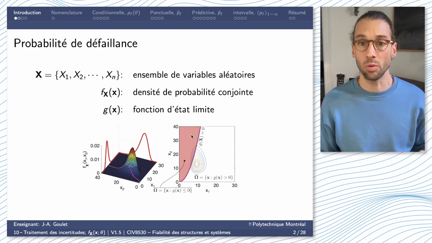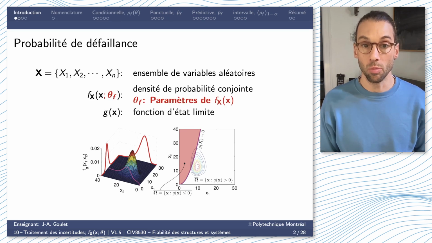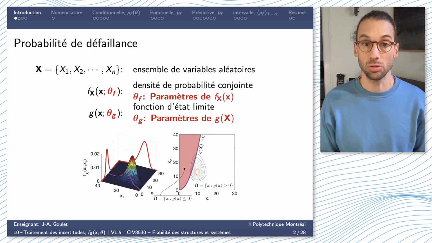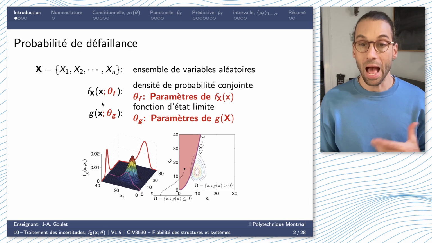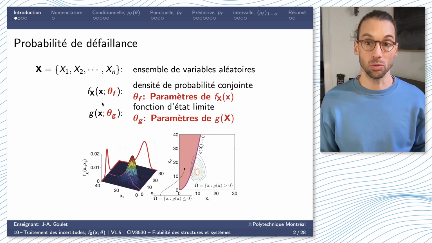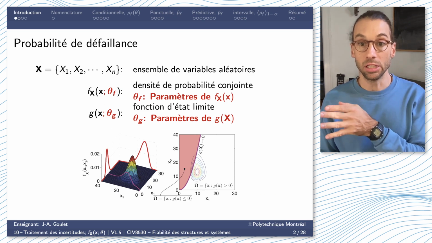And so far, we've always assumed that we knew the parameters involved in the joint probability density for all of our random variables. But what if we don't know them exactly? What if the parameters involved in there, which are not represented explicitly, are themselves uncertain? What if the same thing holds for parameters involved in the definition of our limit state function? How can we handle the uncertainties associated with those parameters, and how are they going to influence the reliability of our component or structure?